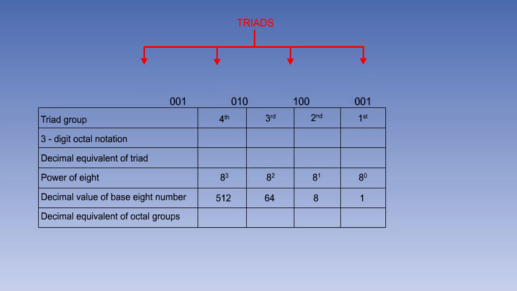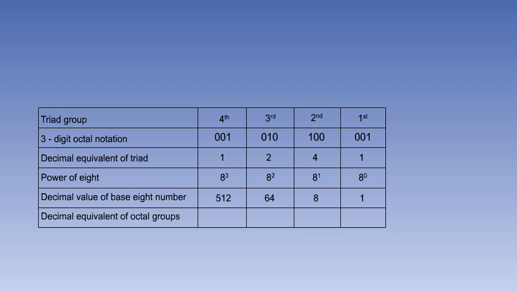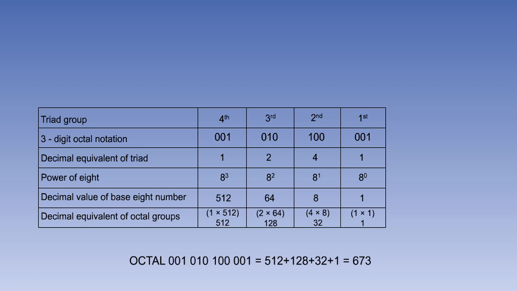The triads are placed in the table as shown. Each group is then converted to its decimal equivalent. Each resulting decimal number is then multiplied by its relevant power of 8. Finally, the decimal numbers are added together to produce the decimal equivalent. Octal notation is often used for the transmission of data by aircraft computers and their peripherals.